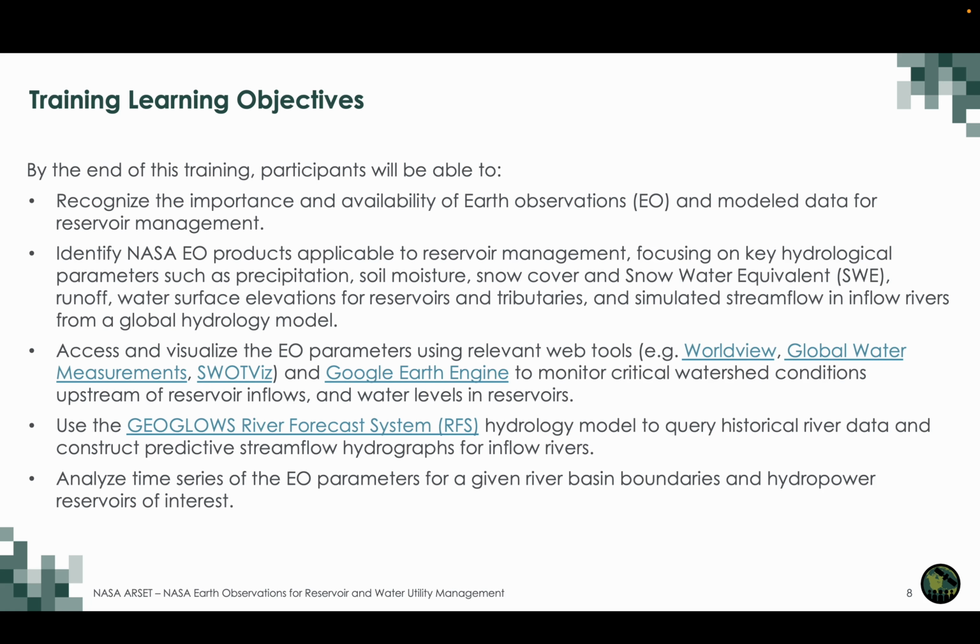You will also be able to access and visualize the Earth observation parameters using relevant web tools such as Worldview, Global Water Measurements, SWOTWiz, and Google Earth Engine to monitor critical watershed conditions upstream of reservoir inflow and also water levels in reservoirs. Use the GeoGLOWS River Forecast System, RFS, hydrology model to query historical river data and construct predictive streamflow hydrographs for inflow rivers. Finally, analyze time series of Earth observation parameters for given river basin boundaries and hydropower reservoirs of interest.